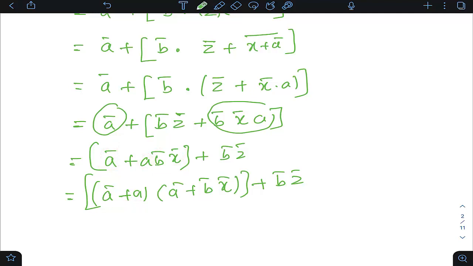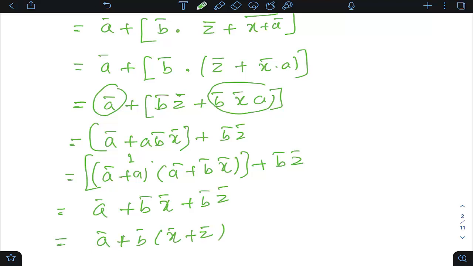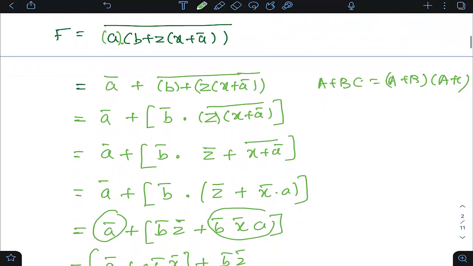So what is the benefit of it? A bar plus A is 1. So this is 1, and 1 dot anything is anything. So this is equivalent to A bar plus B bar X bar plus B bar Z bar. And if you want to write it in a more compact form, you may take this B bar as common. If you take it, you get X bar plus Z bar. So this is the answer. The answer is A bar plus B bar ANDed with X bar plus Z bar. So using De Morgan's law, this expression is equivalent to this expression.